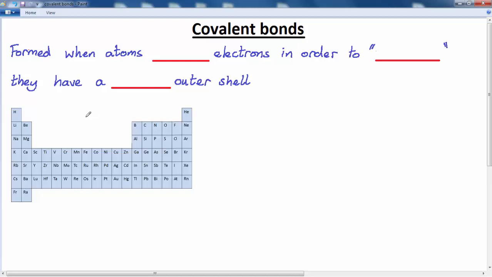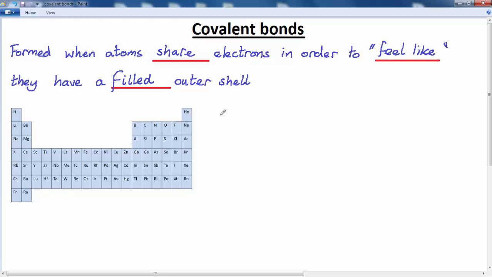In this lesson we're going to look at covalent bonds. Now covalent bonds are formed when atoms share electrons, and they do this in order to feel like they have a complete outer shell or a filled outer shell. And this is in contrast to an ionic bond in which one element gives its electron to the other element in order to obtain filled outer shells. So the word covalent means sharing. It's where electrons are shared rather than donated.